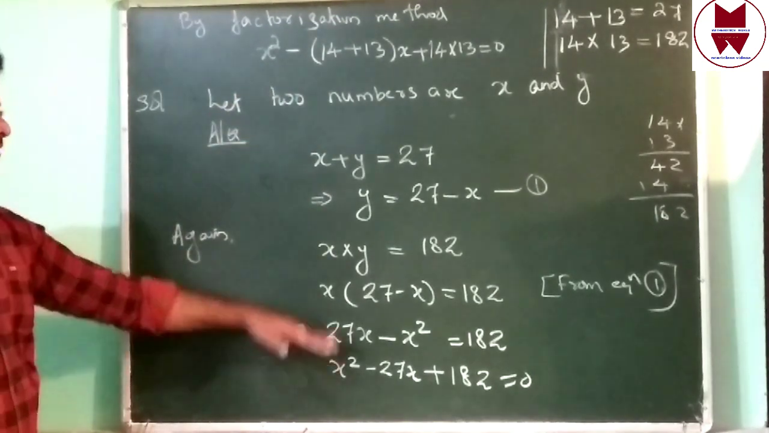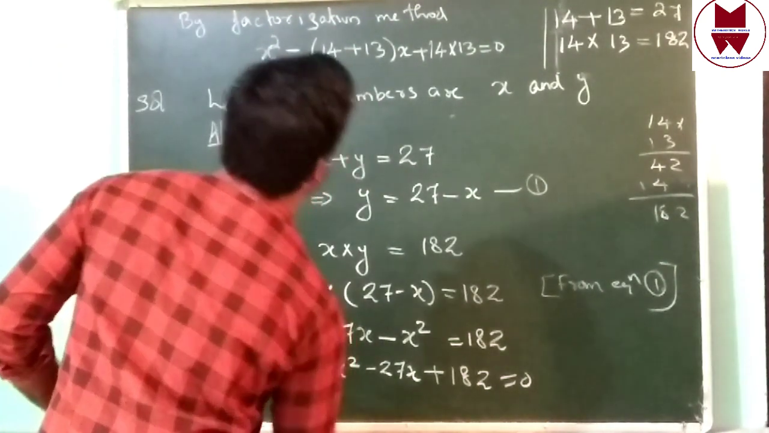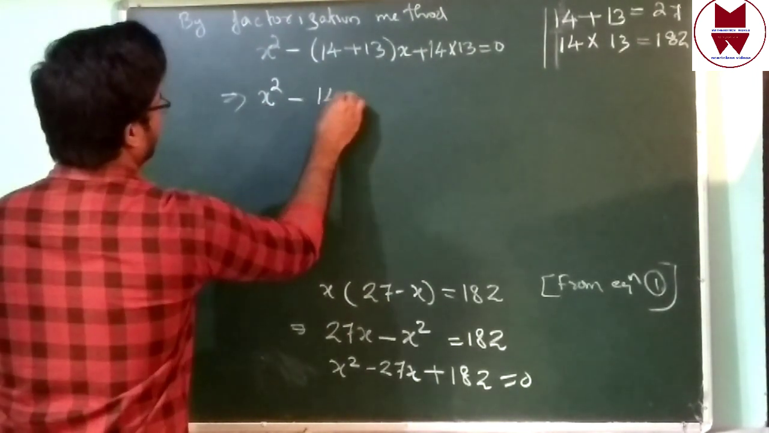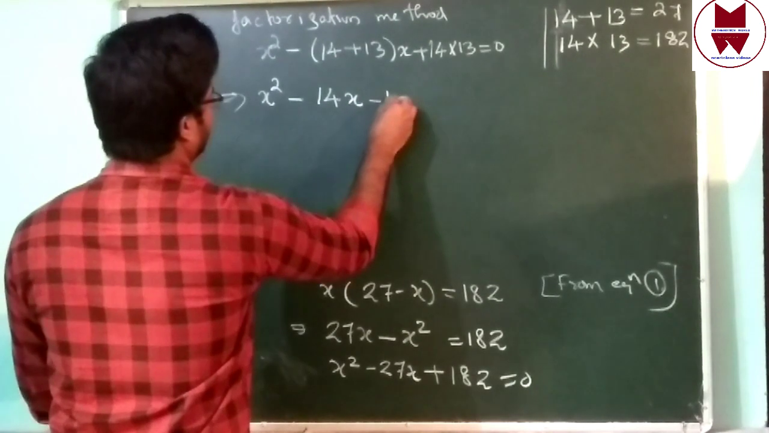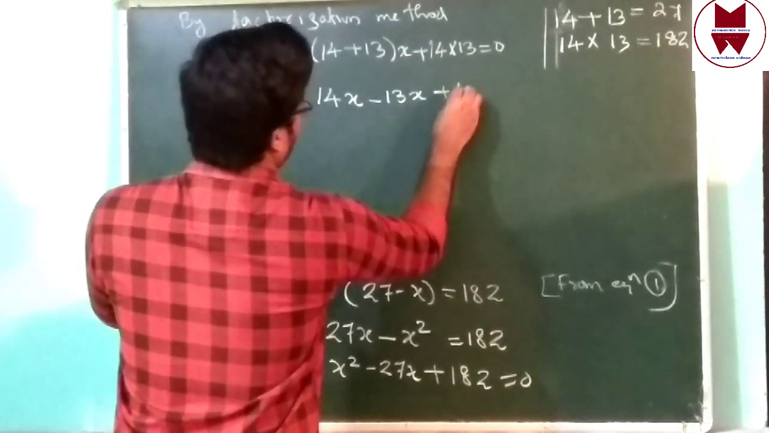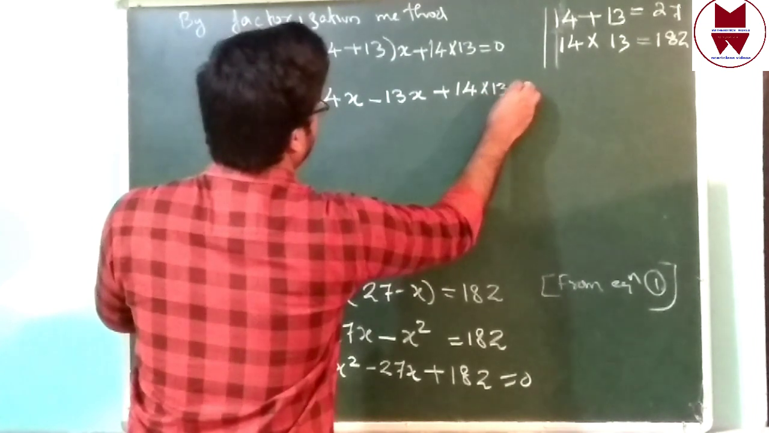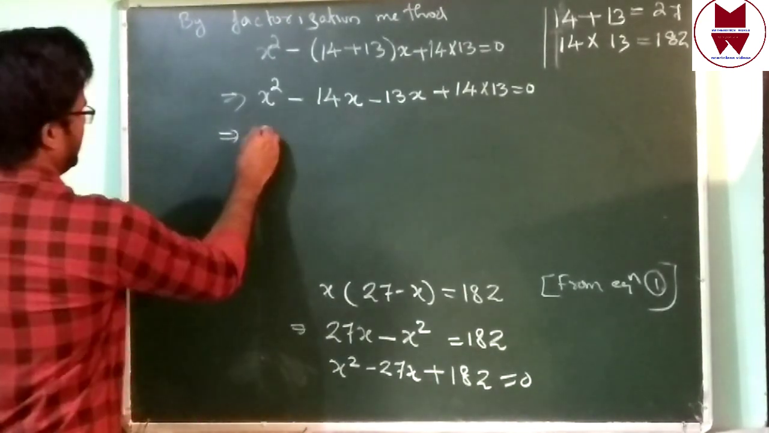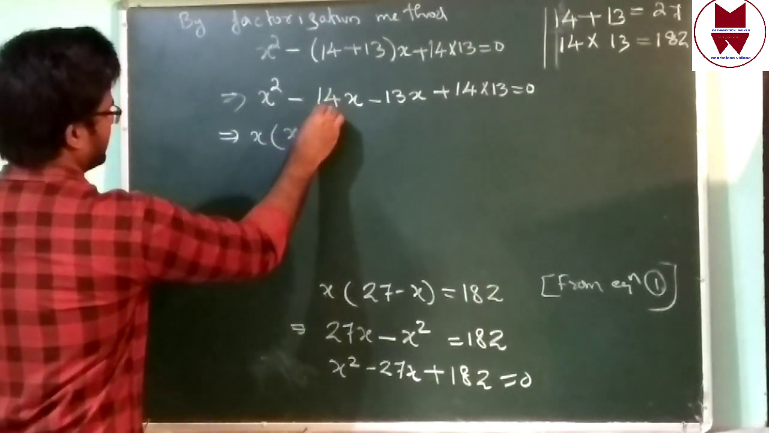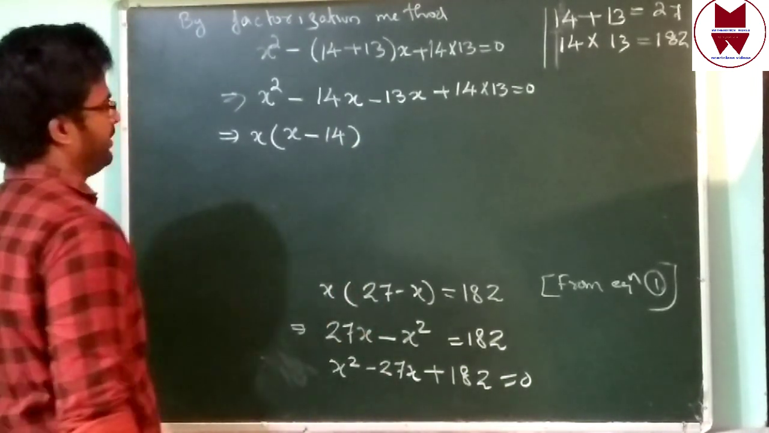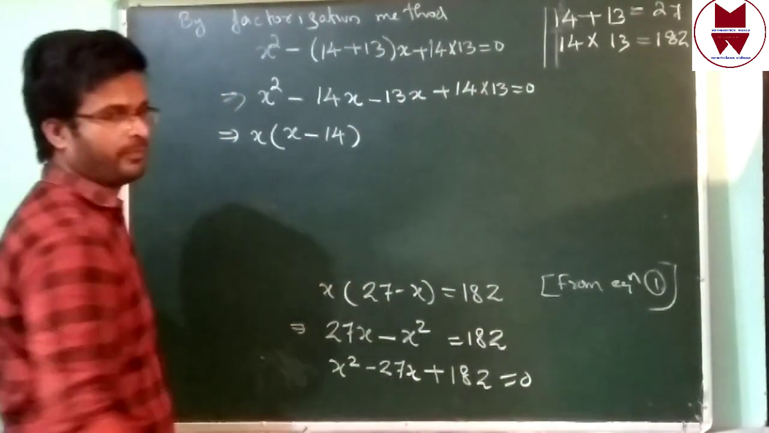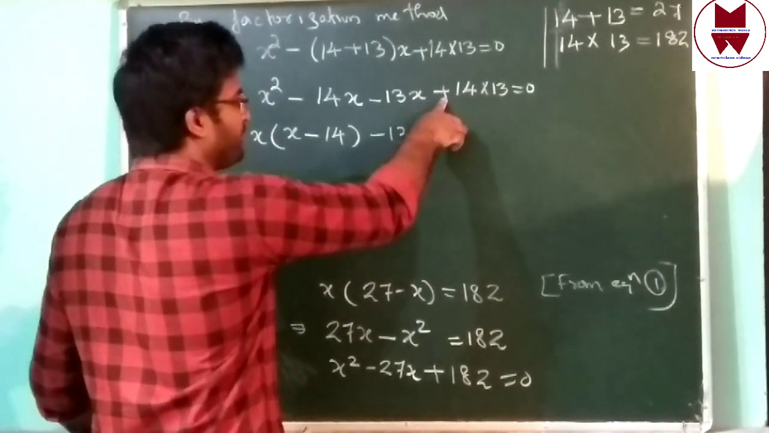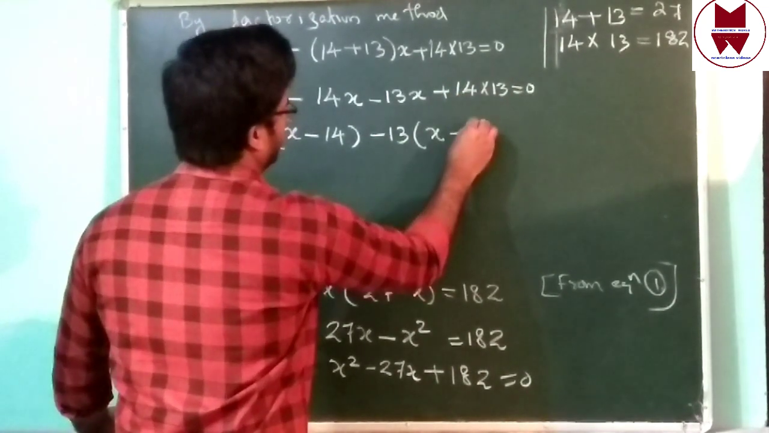Just pause the video, write down up to here. Now remove bracket, x square minus 14 into x, 14x, then minus into plus, minus 13 into x, 13x, 14 into 13 equal to 0. From the first two terms, what is common? X, take outside, then remaining x minus, and here remaining 14. Then last two terms, minus 13 take outside, then remaining x, from plus I took minus, then minus 14.